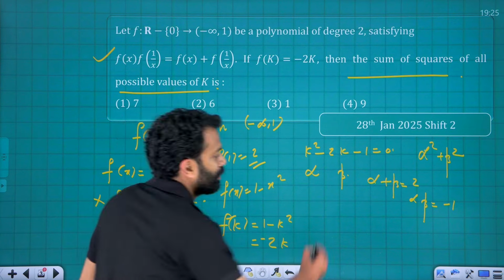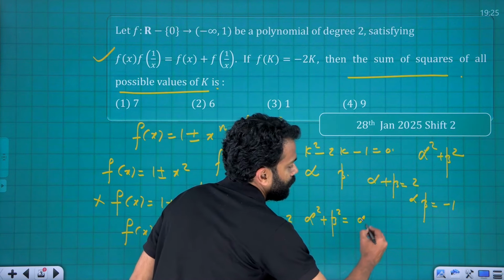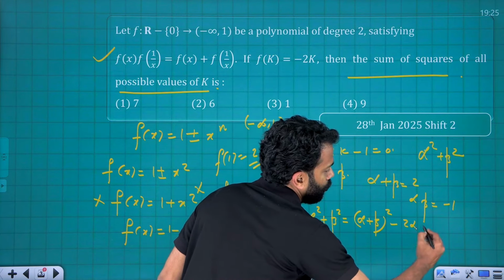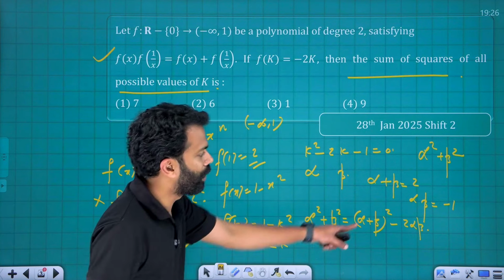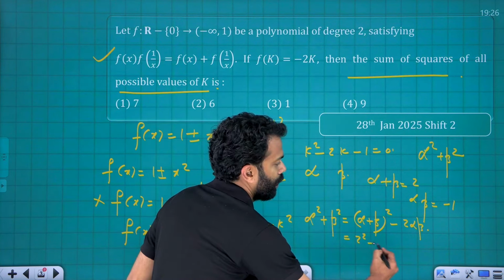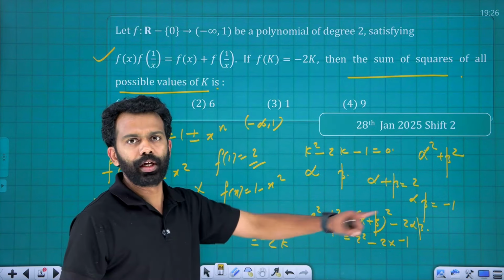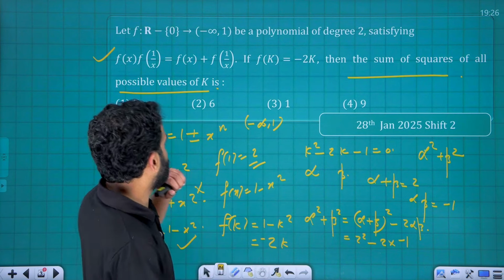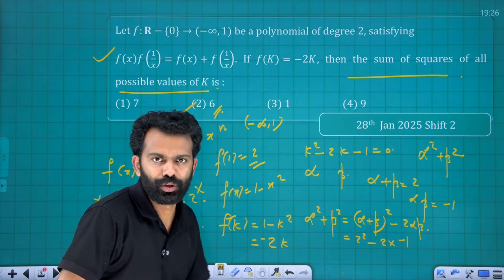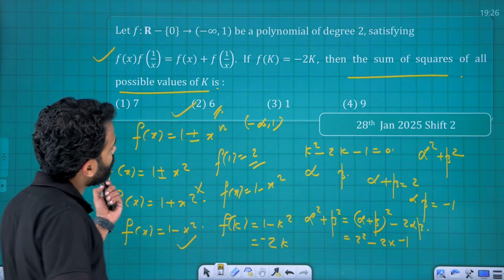Very easy actually. Alpha square plus beta square is equal to alpha plus beta the whole square minus 2 alpha beta. Okay, so what is alpha plus beta whole square? 2 square, that is 2 square minus 2 into minus 1, that is 4 plus 2, that is what? 6. That is option 2. That is the final answer for this one. Okay, a very easy question. And next one.